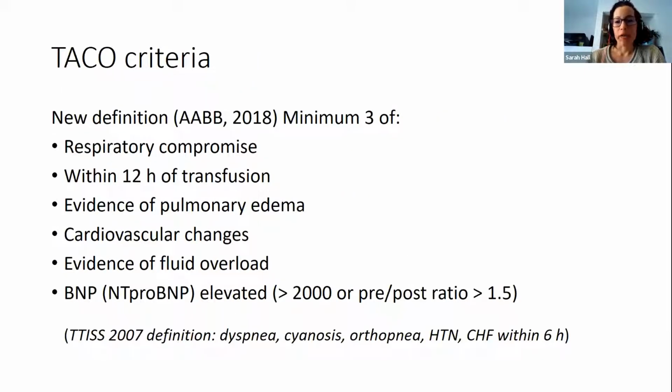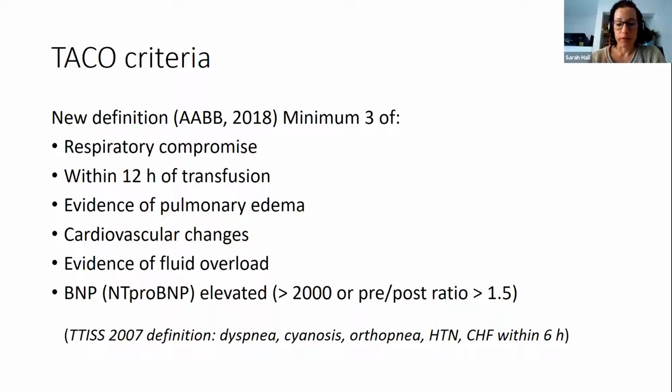There's a lot of criteria out there, and depending on who you talk to, they may use different criteria for saying, yes, this is definitely a TACO or definitely not. The American Association of Blood Banks gave us a 2018 definition, which requires that at least 3 of these are met. The 6 items being respiratory compromise, within 12 hours of transfusion, evidence of pulmonary edema, with cardiovascular changes, with evidence of fluid overload, and if the BNP or the NT-proBNP is elevated, and you may or may not know that's the chemical marker of cardiac stretch.